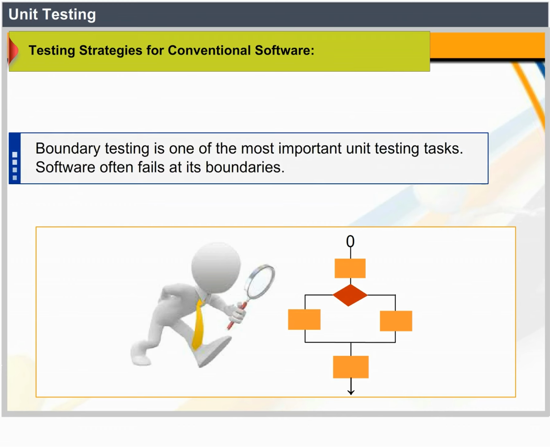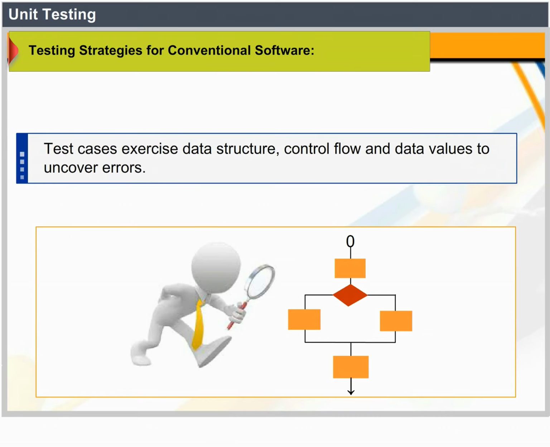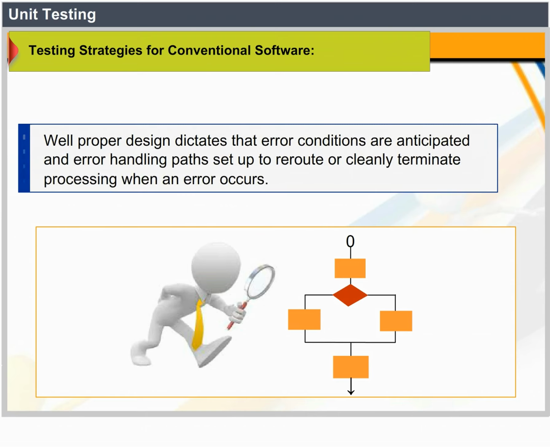Boundary testing is one of the most important unit testing tasks. Software often fails at its boundaries. Test cases that exercise data structure, control flow, and data values to uncover errors. Good design dictates that error conditions be anticipated and error handling paths set up to reroute or cleanly terminate processing when an error does occur.